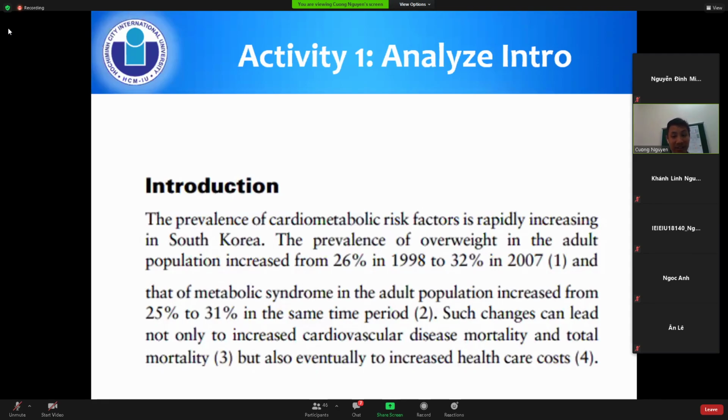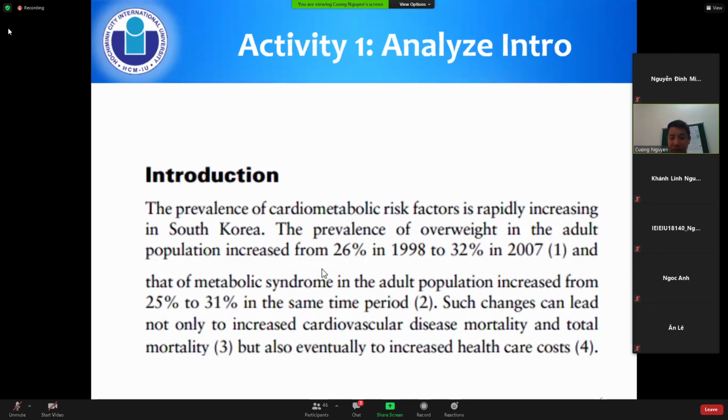You see what I mean by accurate and concise vocabulary? So mortality means death. Okay, let's move on to the second slide.